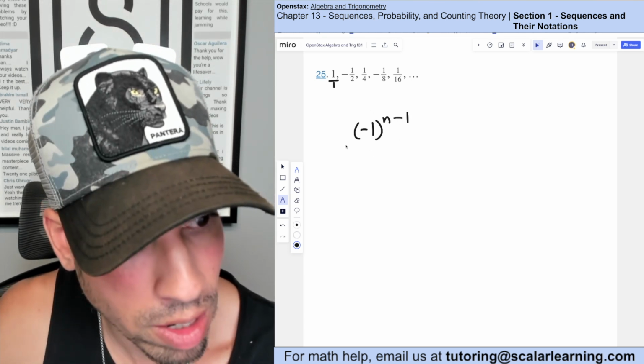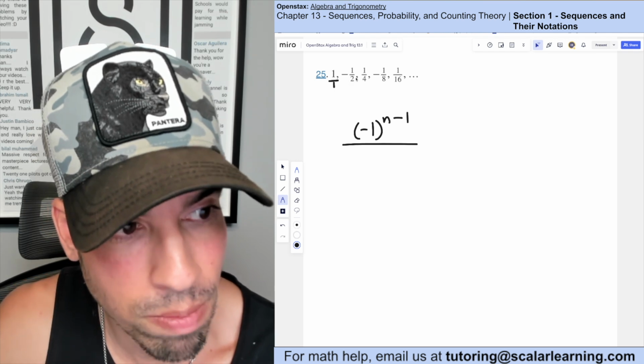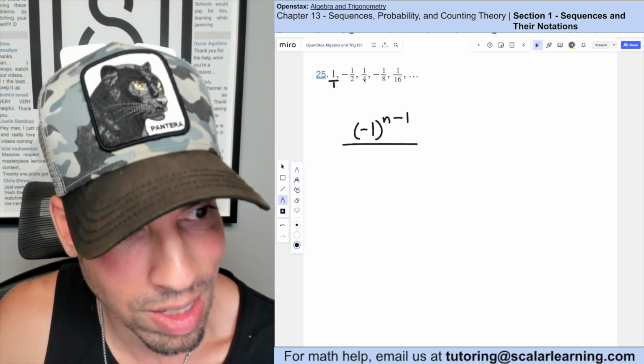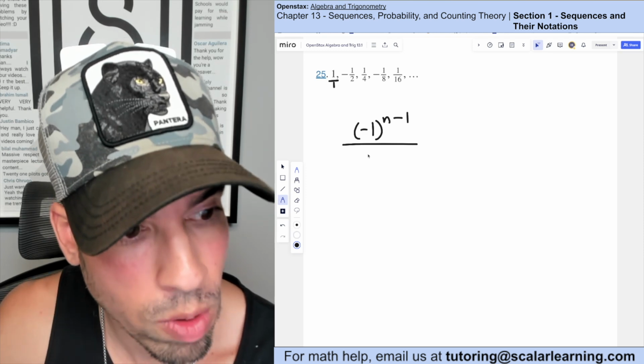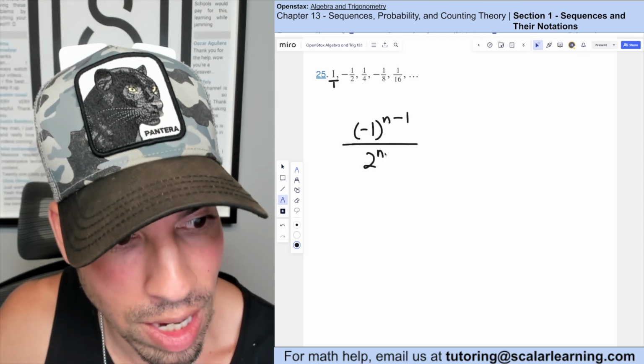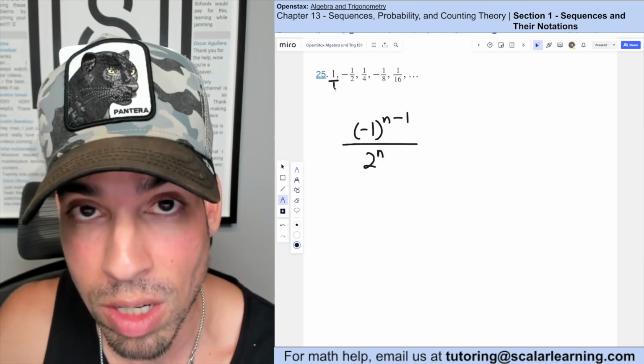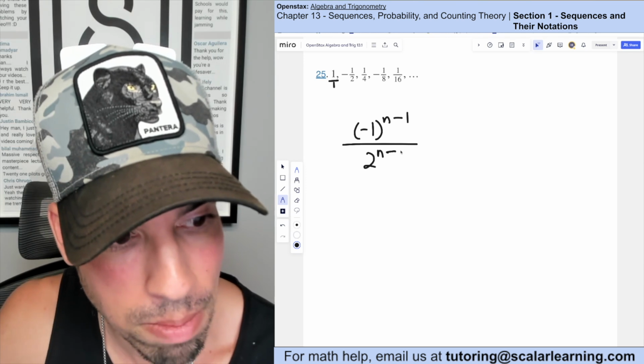So that's our numerator. And then on the bottom, you can clearly see we have powers of 2. 2 to the first, 2 to the second, 2 to the third, 2 to the fourth. This is 2 to the 0th power. So again, I don't want just 2 to the n, because if I plug in 1 at the beginning, it would give us a 2. So I want to make it n minus 1.